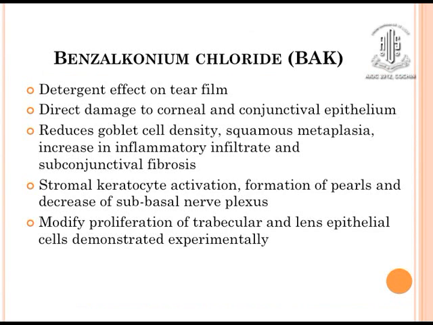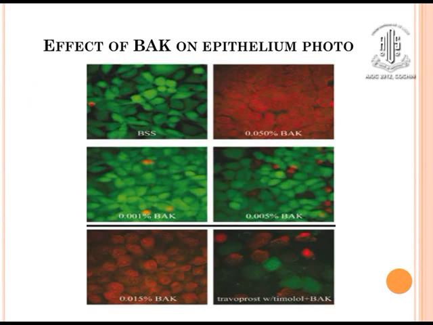Coming to the next moiety, benzalkonium chloride, it has its effect starting from the tear film until the lens epithelium. So the whole of the anterior segment is affected by benzalkonium chloride. It is phototoxic and has effects even on cell lines, as demonstrated experimentally.